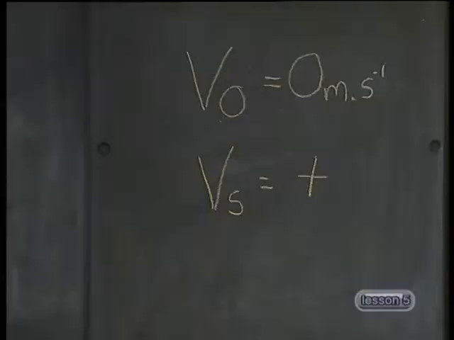Now, let's write down our given information. Since the receiver is not moving, we know that the observer velocity is 0 meters per second. The blood cell is the source of the wave, and it is moving away from the observer, so its direction is positive.